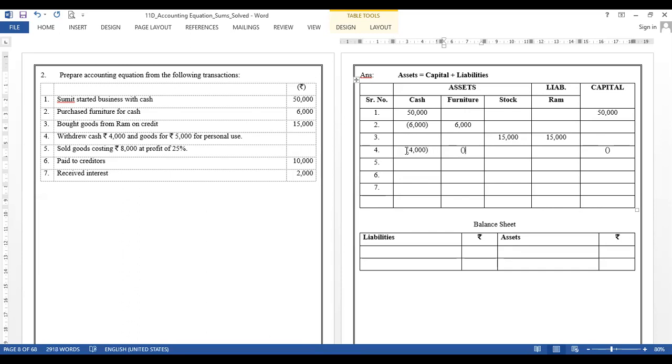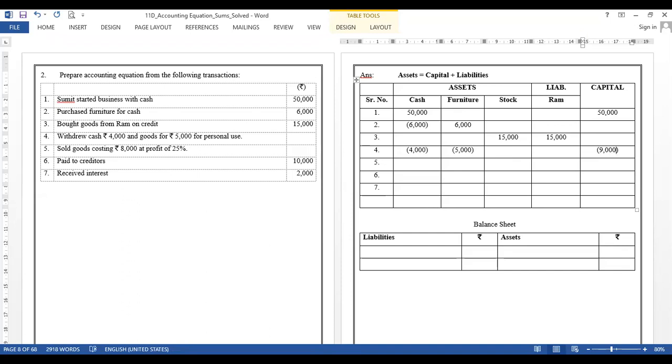So let us reduce the stock also by rupees 5,000. Who has withdrawn? The owner. So when owner withdraws, it's a drawing. And because of drawing, my liability towards capital reduces. So 4 plus 5 is 9. I'll deduct 9,000 from the capital.